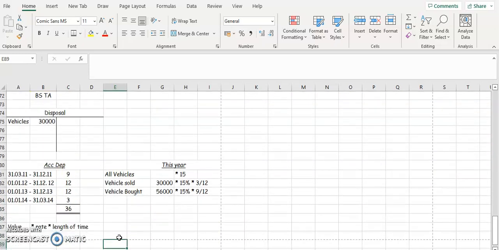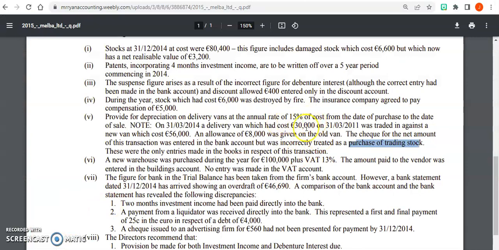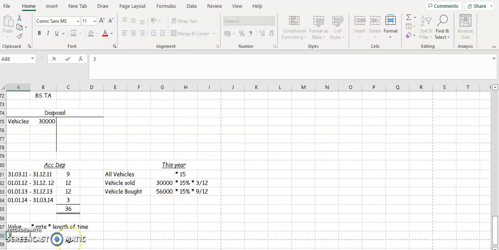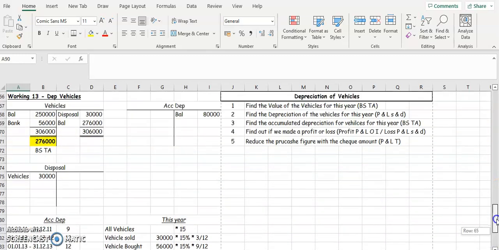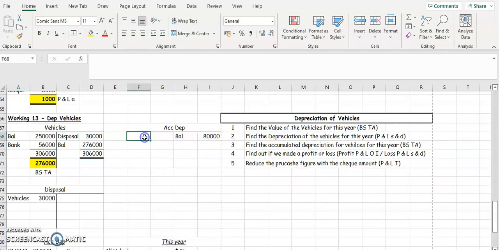So what we need to do is find out how much the depreciation is. So we're going to take the value of the van, which is in the question, 30,000. We're going to multiply by the rate, and then we're going to multiply by the length of time we had it. So it's 30,000 multiplied by 15%, multiplied by 36 months divided by 12. So the depreciation on the van that we just sold was 13,500. So we need to reduce that and stick it into our disposal.